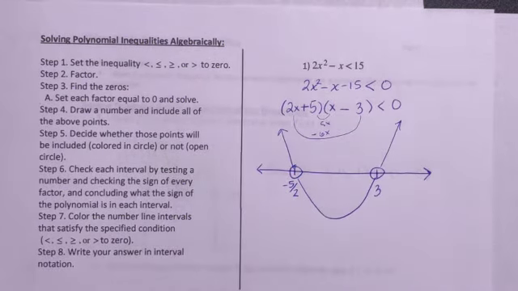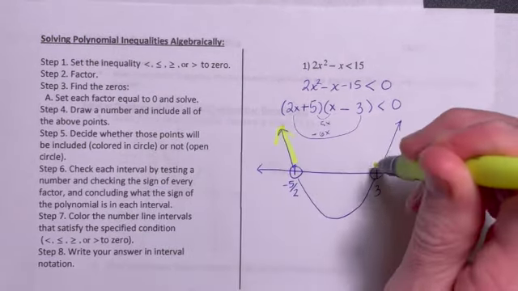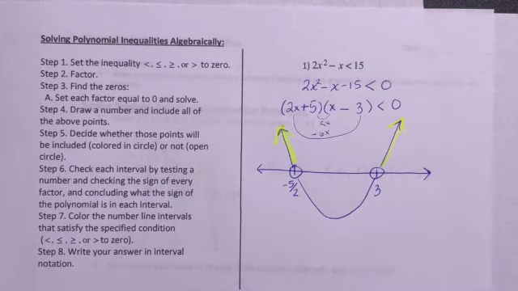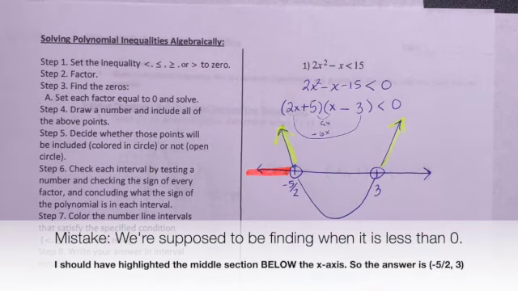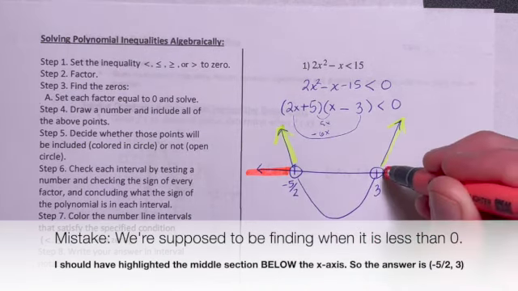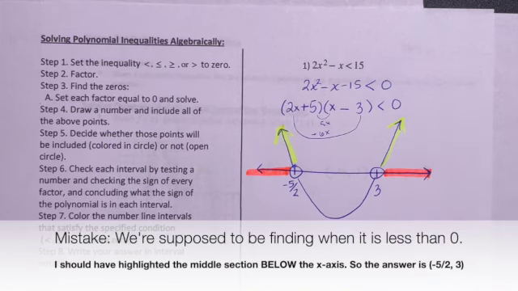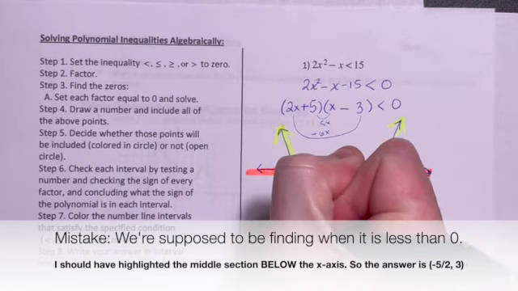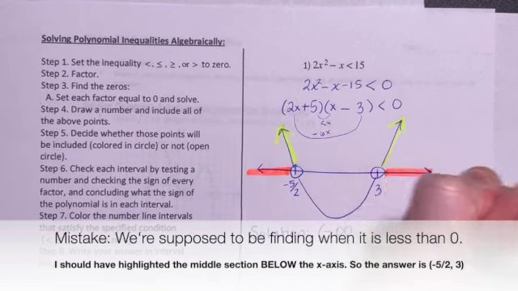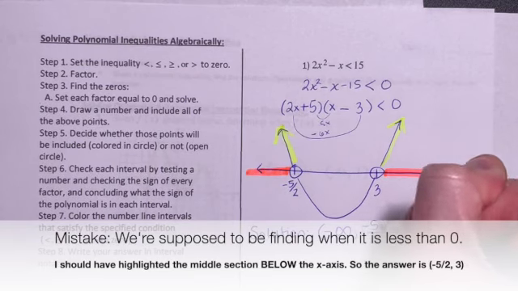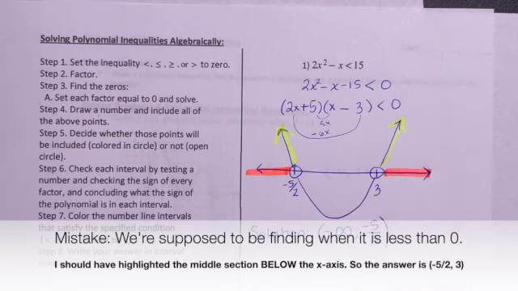So the function would be greater than 0 for the ends of the function. Now this is when x is before or less than negative 5/2 and when it's after, greater than 3. We describe that solution with interval notation. So our solution would be parentheses, negative infinity up to negative 5/2. We're not including negative 5/2 because we're not including when it's equal to 0. Union, and then 3 to infinity.